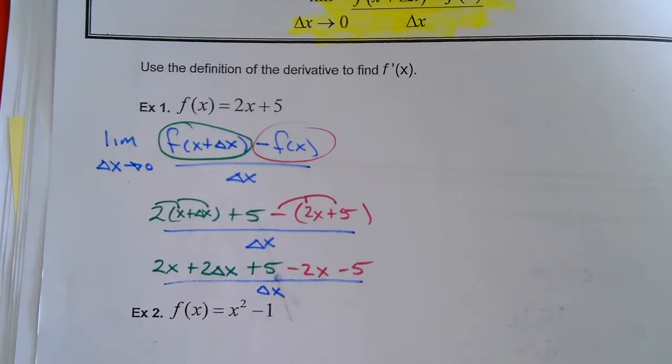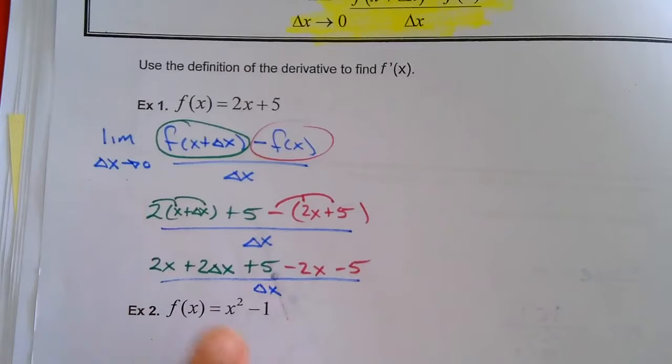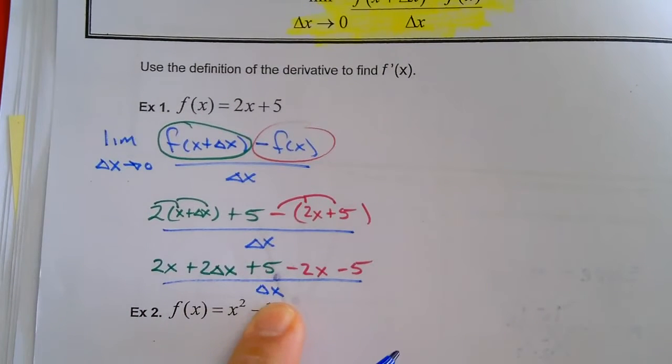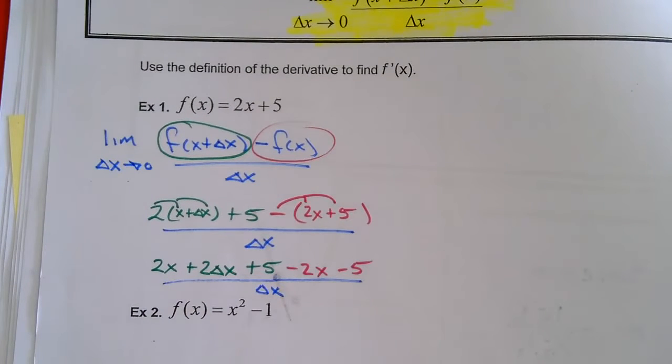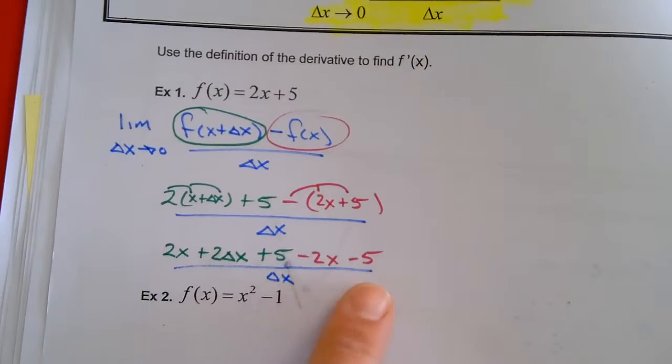I still can't find the limit yet, guys. If I plug in 0 right now, I'm in trouble. I'll have 0 on the bottom, and it's undefined. Doesn't mean there's not a limit. Just means I've got to do some algebra still. Now, if you do this right, what do you notice on top? What do you notice about the pink stuff?